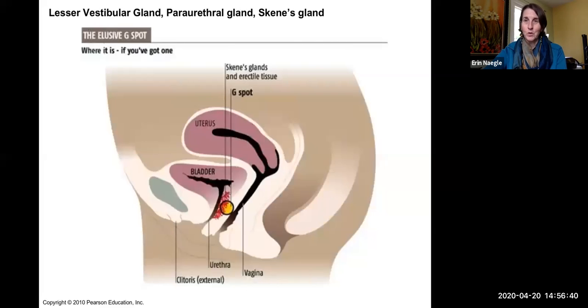It also, during orgasm, can release fluids. Early in studying and understanding orgasms, people were concerned that women were urinating during their orgasms, but that was not the case. It was not urine that was being released, although it was very close to the urethra, but rather it was fluids from this lesser vestibular gland, which has similar parameters to the prostate in that it's helping the sperm do their job of fertilization. But as I said, how well it's developed from one woman to the next totally varies. All right.